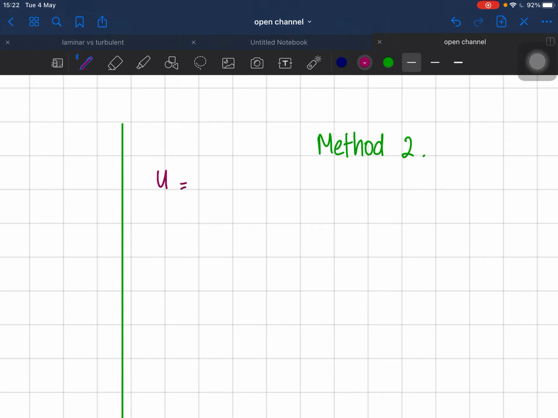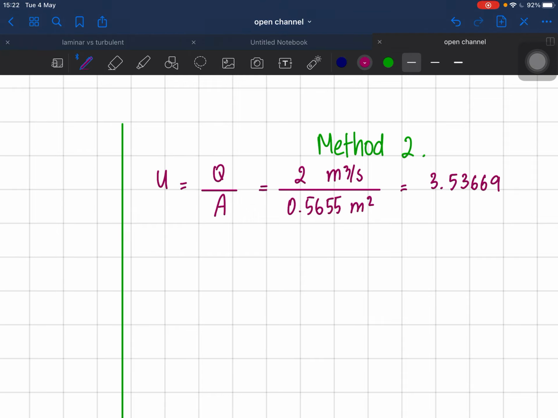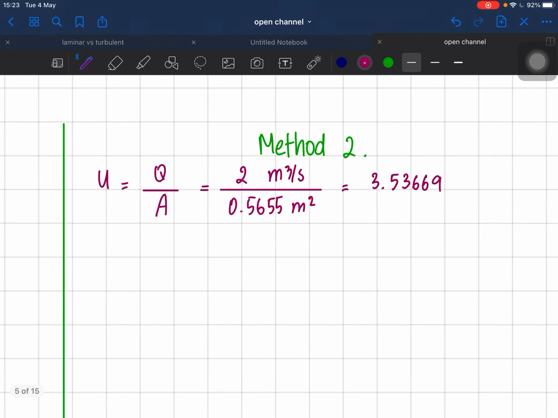So U equals Q, 2 over 0.5655 cubic meter per second over meter cube. So 2 divided by 0.5655 equals 3.53669. Wait a second.